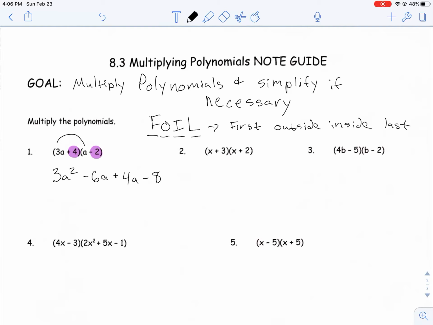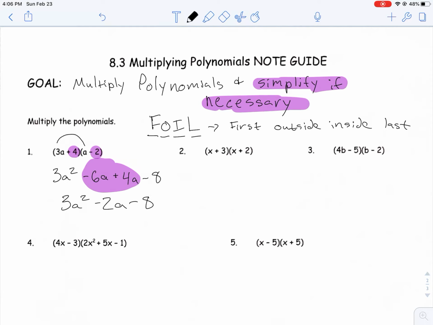The only thing that I have to point out here is that in our goal, we said we have to simplify if necessary. So that's exactly what I'm going to do right now. I'm going to simplify these. Those two things can come together: negative 6a and positive 4a. I'm going to rewrite this one. Negative 6a and positive 4a would be a negative 2a if I added those together. Minus 8. That's our final answer for the first one.